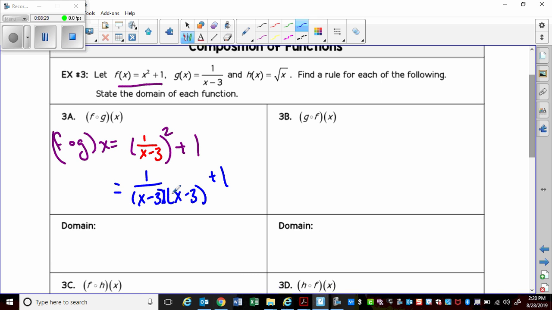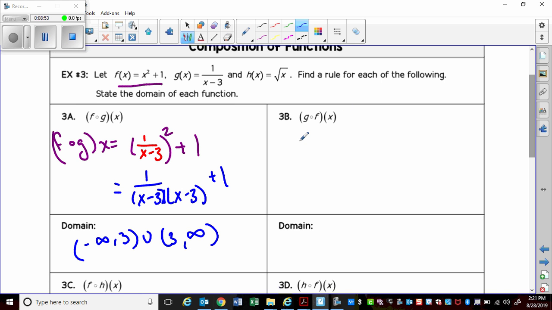The domain restriction would be when x is positive 3. Because 3 minus 3 is 0, and we cannot have 0 in the denominator. So my domain restriction would be I can go from negative infinity to positive 3, okay? And union, I can start back up at 3 and then go to infinity.